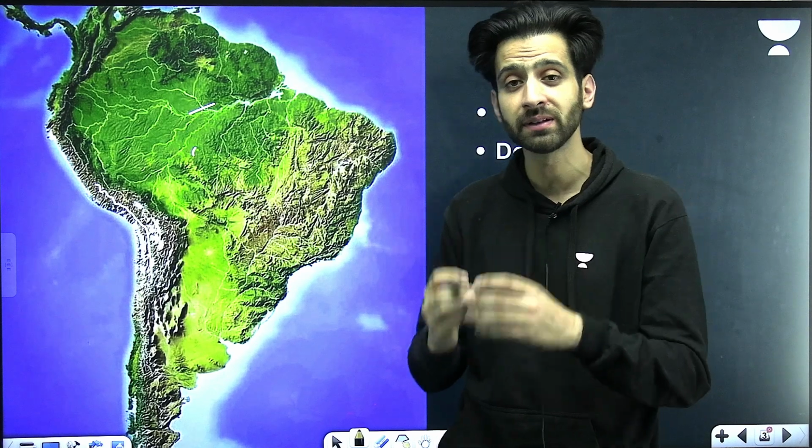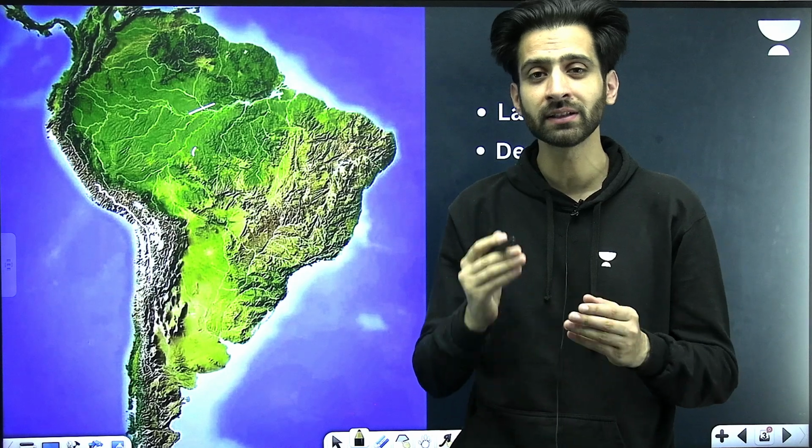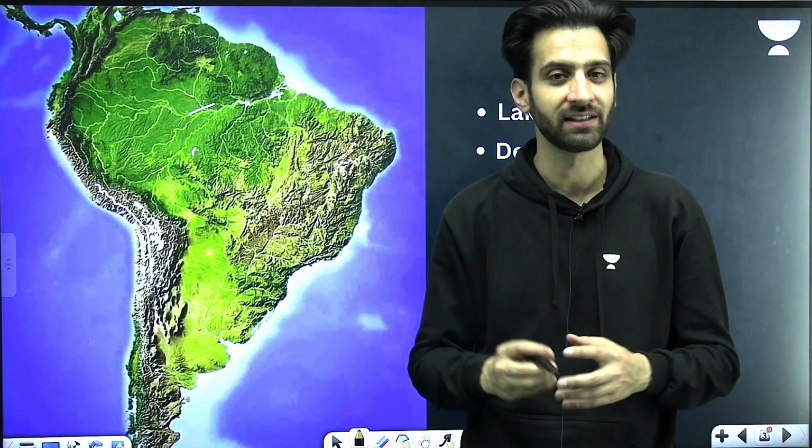What is the difference between the physical and the political map? First of all, you have to understand that a physical map is one in which we have mountains, rivers, plateaus and other physical features. In the political map, we deal with the countries and capitals and other things.